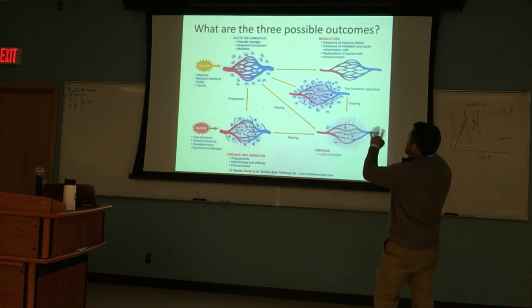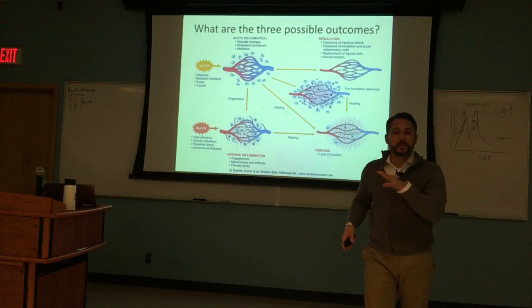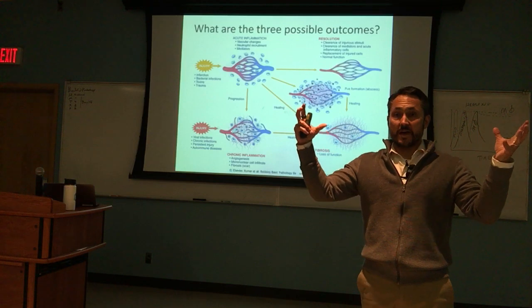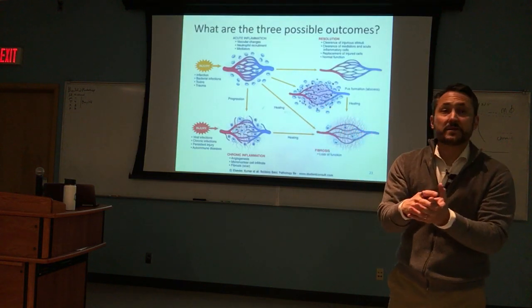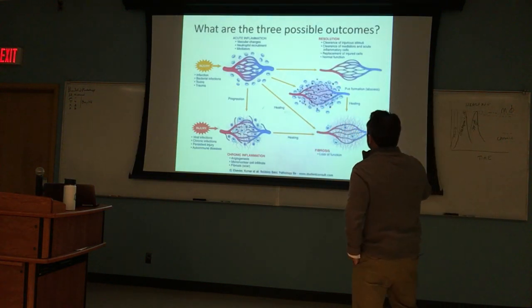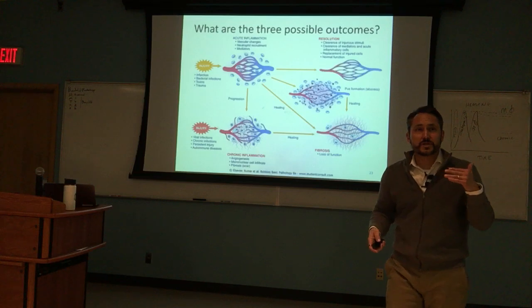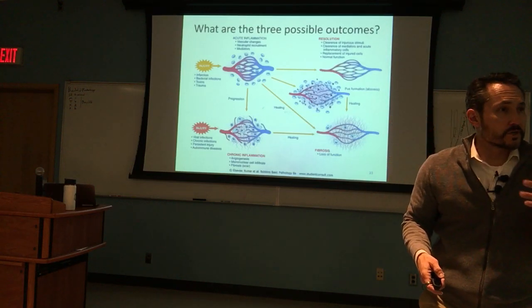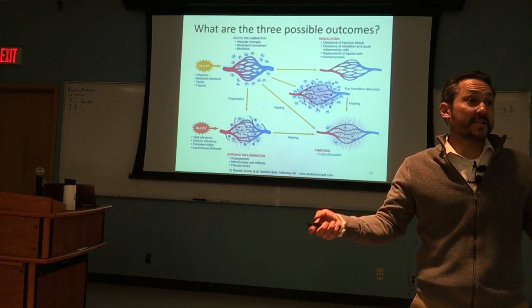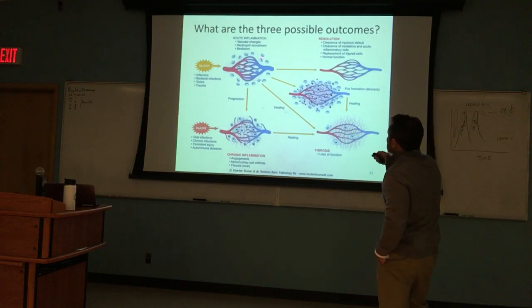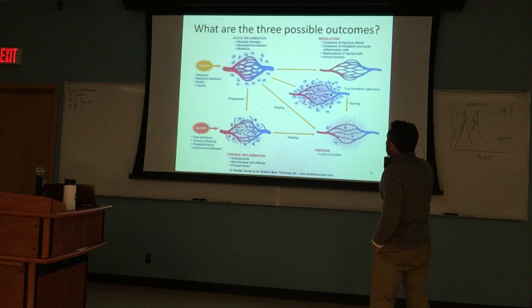All of this would cause this situation. Ultimately, this should resolve. You should reach resolution, where you're going to have angioregression, meaning that the vascular tree is going to shrink back down. You're going to have clearance of the cells. Everything is going to go back to normal. And with resolution, you've got return to normal function. This is ideal. This doesn't always happen. Okay, so that's one category, or one direction we could go.